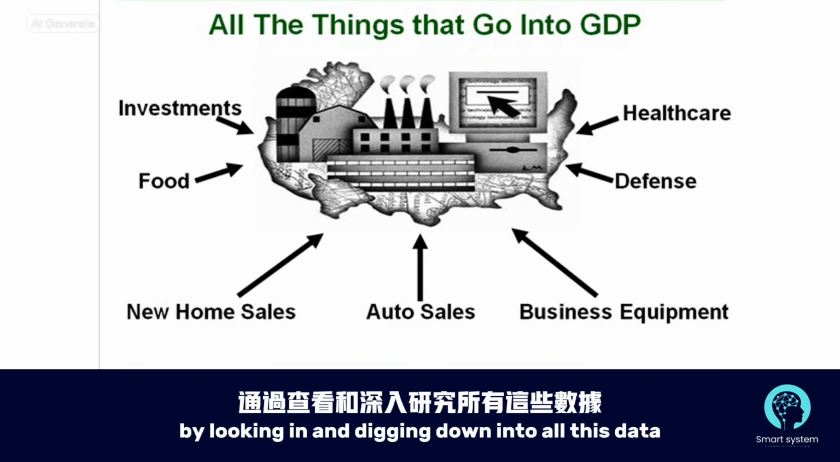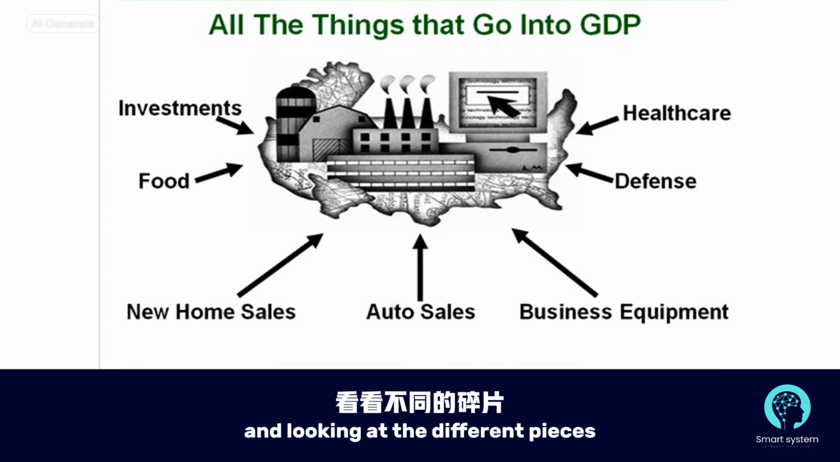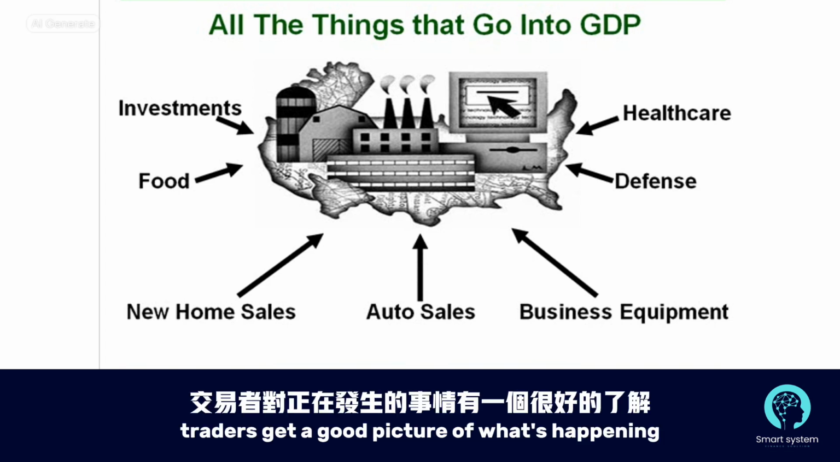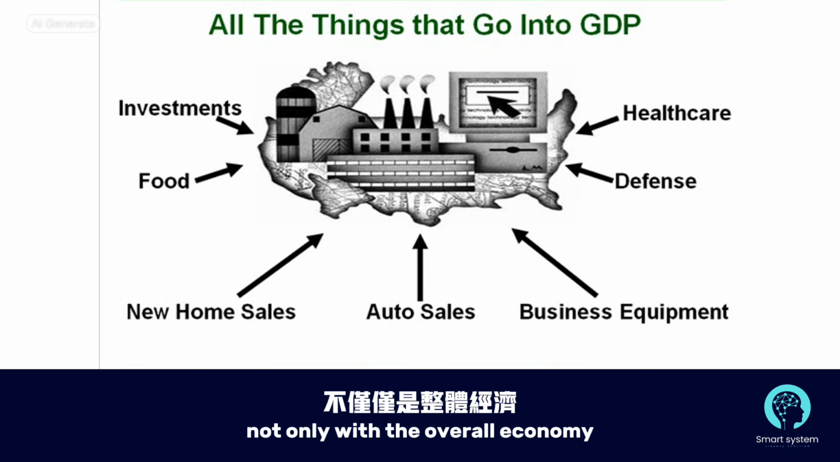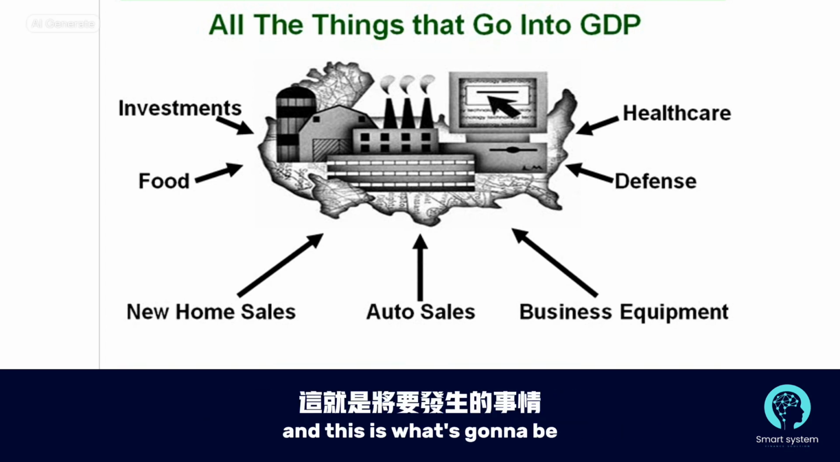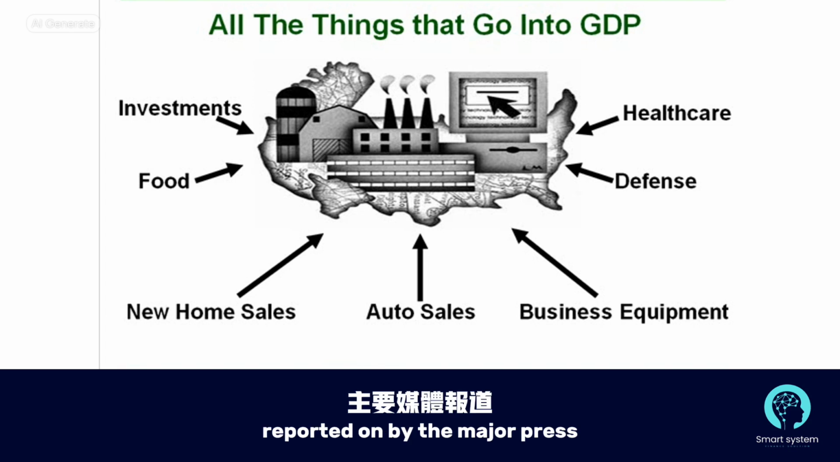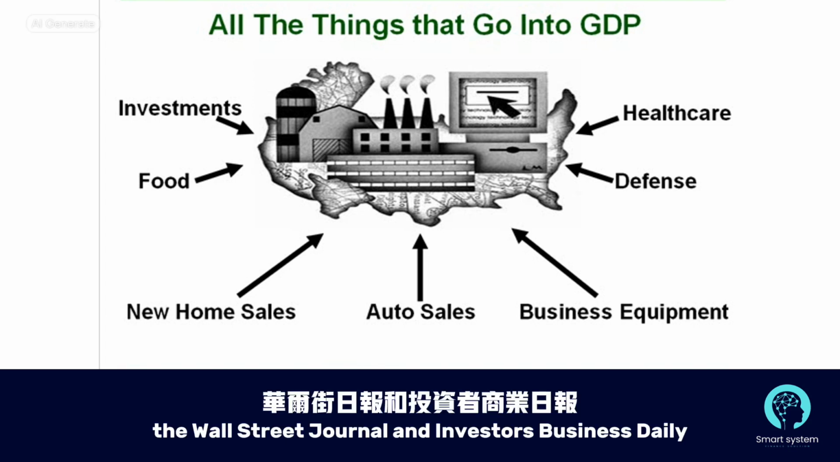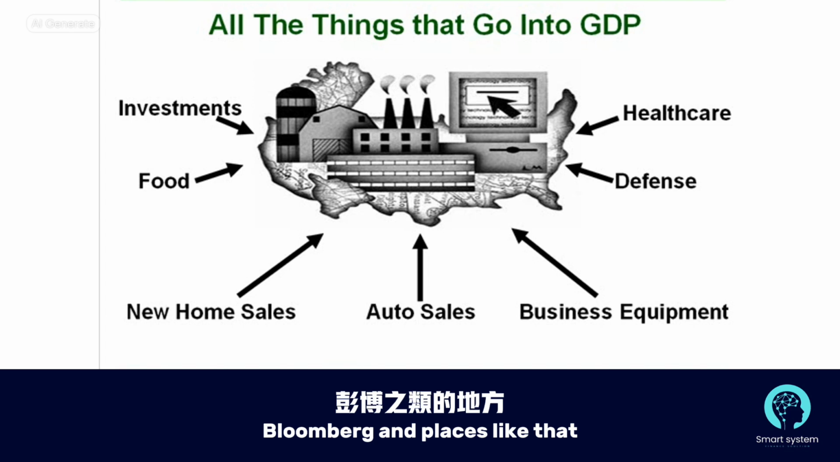By digging down into all this data, and looking at the different pieces which make up GDP, traders get a good picture of what's happening, not only with the overall economy, but with all the different components of the economy. And this is what's going to be reported on by the major press. The Wall Street Journal and Investors Business Daily, Bloomberg and places like that.